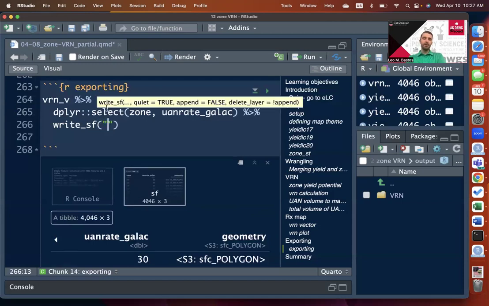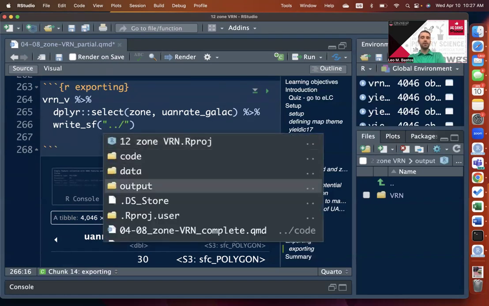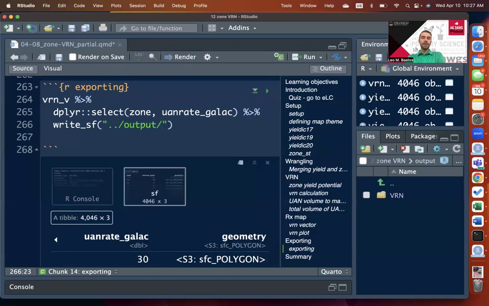Let's give it the path here. We are right now inside of the code folder. We want to get outside of that. So if I hit tab, we're at the root of this project. I want to go into output. If you remember, we just created a subfolder inside of output to save the shapefile files. So if you click tab again, let's navigate inside the folder. I want to call this just vrn.shp. Now, here's an important distinction.